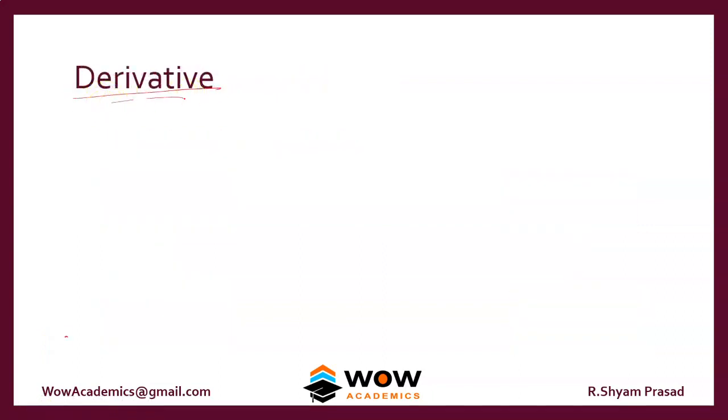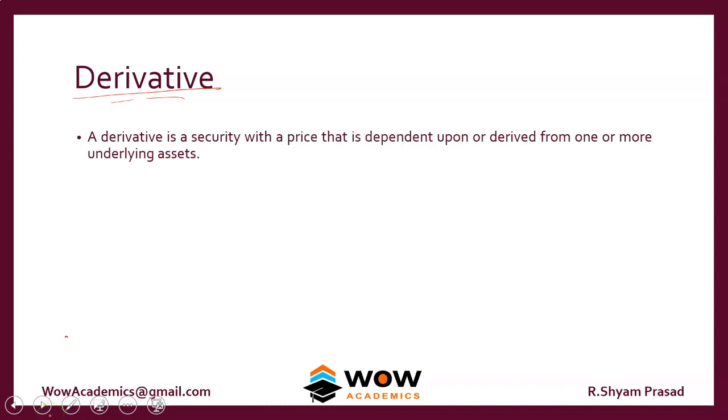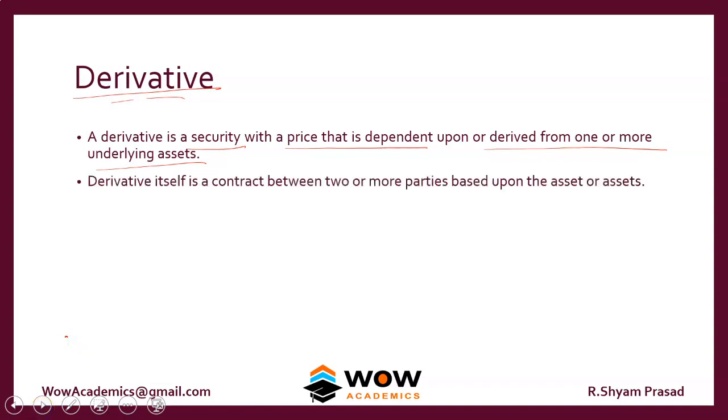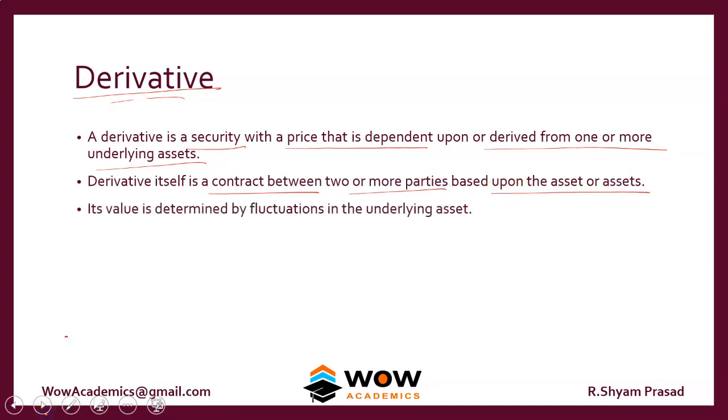It's called a derivative market. A derivative is a security with a price that is dependent upon or derived from one or more underlying assets. So a derivative is not an asset, it is only a contract. The value of the derivative depends upon the value of the underlying asset. A derivative itself is a contract between two or more parties based upon the asset or assets. Its value is determined by fluctuation in the underlying asset.